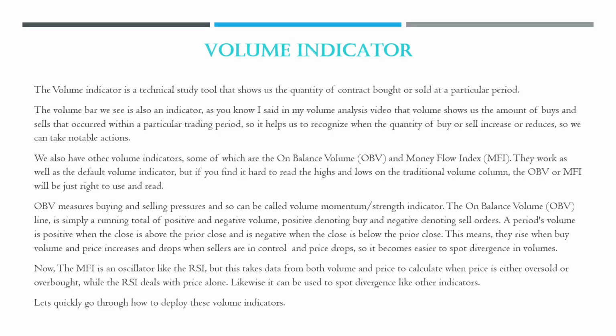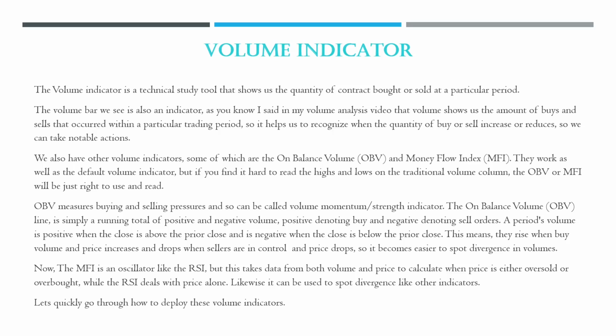A period's volume is positive when the close is above the prior close, that is the previous candle close, and it's negative when the close is below the prior candle close. This means they rise when buy volume and price increase, and drop when sellers are in control and price drops. So it becomes easier to spot divergence in volumes. Here we are with divergence again.